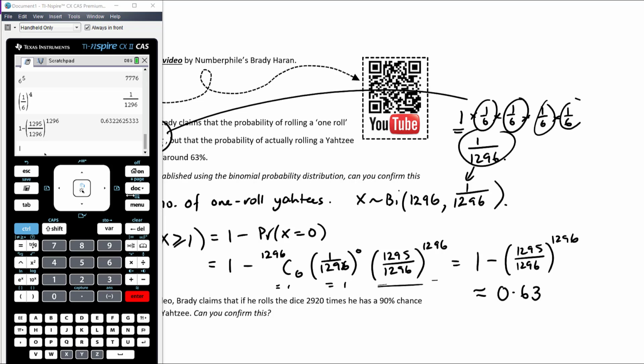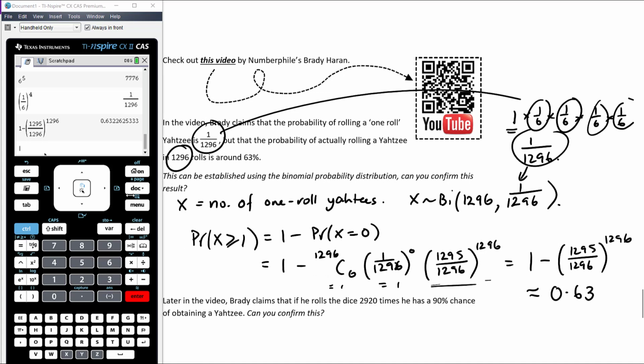So whilst the probability on any given roll of getting a Yahtzee is 1 on 1296, that doesn't mean that if you were to roll the dice 1,296 times, he would be assured of getting a Yahtzee. There's a 63% chance that if he were to roll it that many times, he would get a Yahtzee.